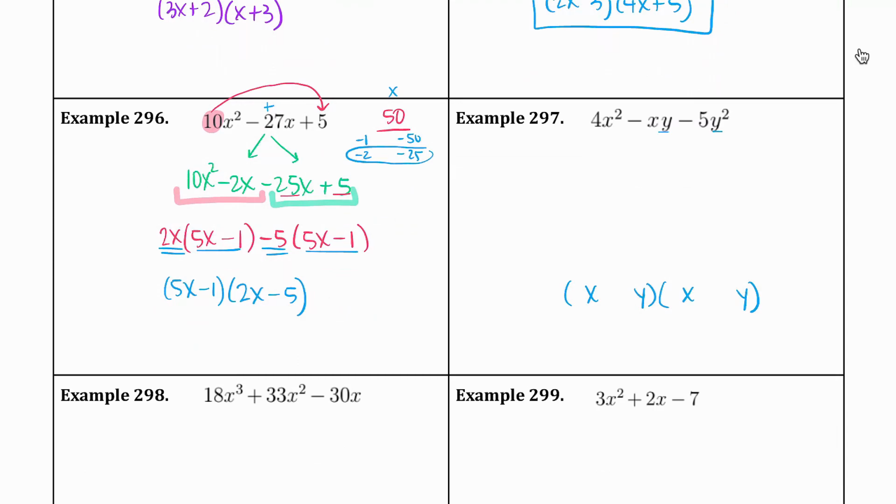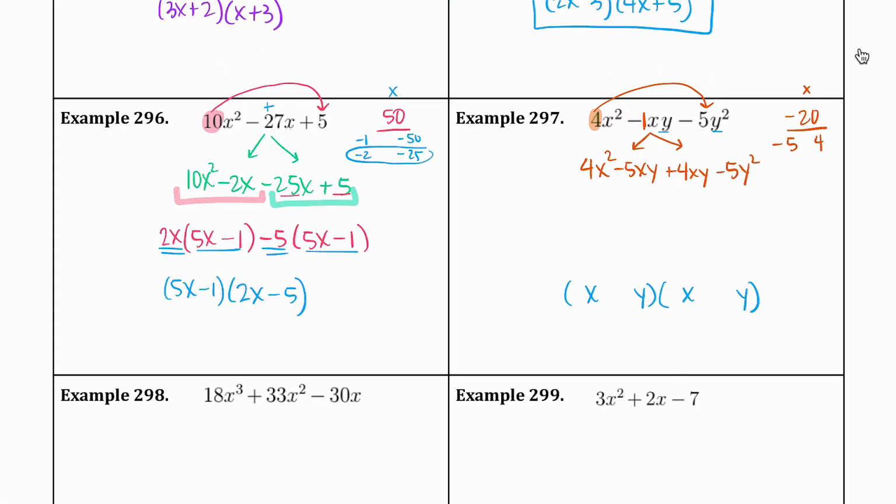All right, so let's go ahead and multiply our a times our c. We can't take out that 4, so we're going to multiply 4 times negative 5, and we're going to get negative 20. We want to think of two numbers that multiply to give me negative 20 and add to give me a negative 1. Those are going to be a negative 5 and a positive 4. Okay, so we're going to split our middle term using those two numbers. So I'm going to have 4x squared minus 5xy, notice this is xy, plus 4xy minus 5y squared.